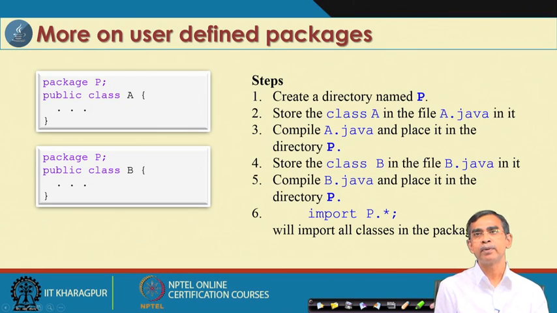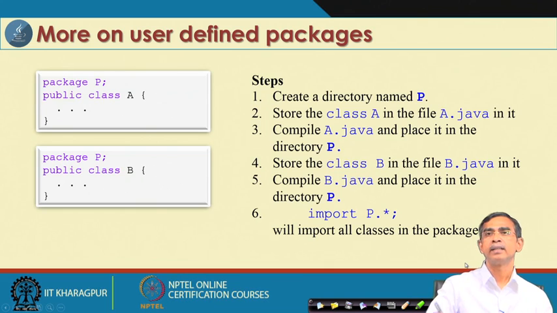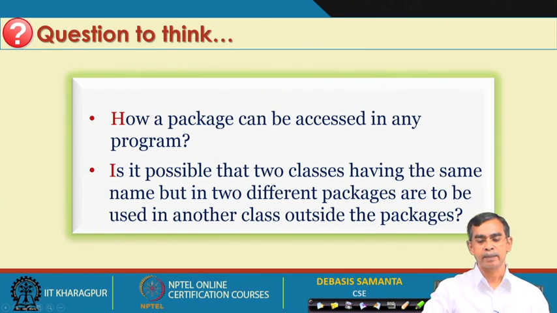So, these are the simple steps that you should follow. First you have to create a directory called P, and all the classes should be saved as .java with their names. Then you should compile the class files, and all these .java and .class files should be stored there. Finally, if you want to use any one class belonging to a particular package, use import. So, this is the usual procedure so far as package maintenance is concerned.